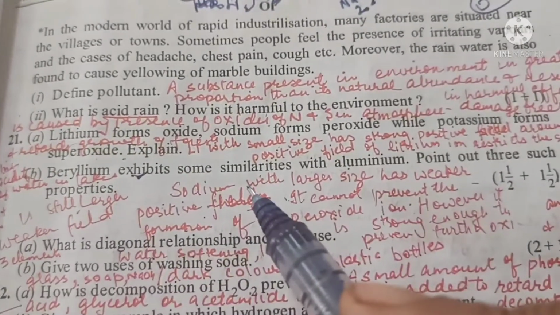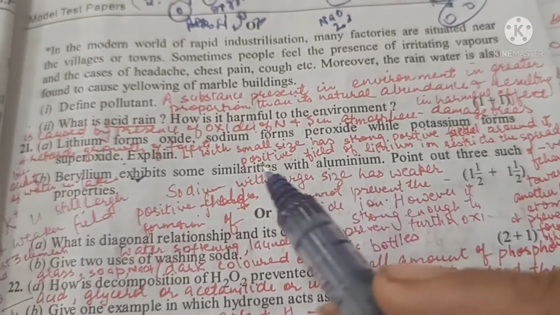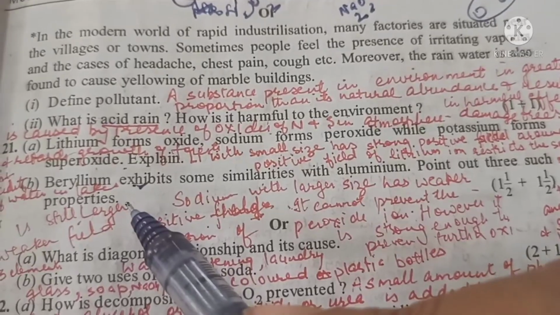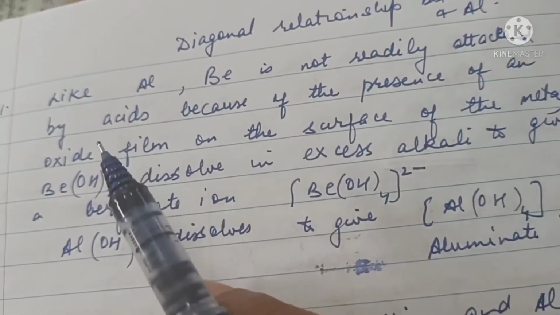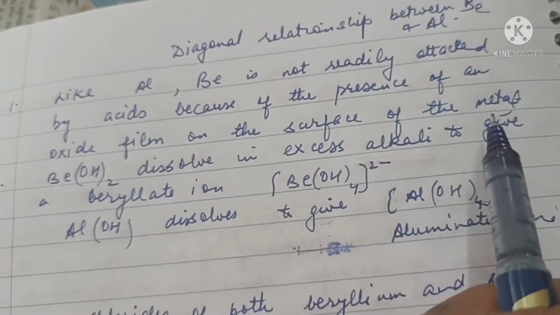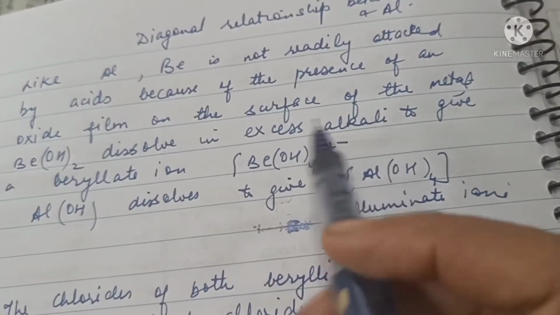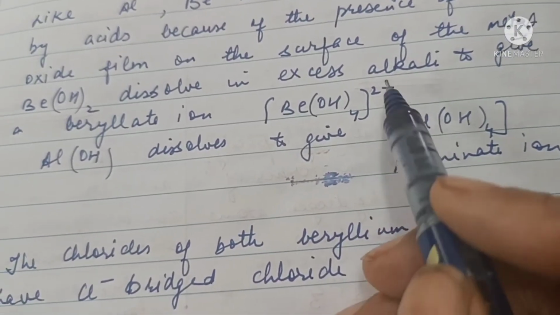Beryllium exhibits some similarities with aluminium. Point out 3 such similar properties. Like aluminium, beryllium is not readily attacked by acids because of the presence of an oxide film on the surface of metal. Beryllium hydroxide dissolves in excess alkali to form berylate ion, [Be(OH)4]2-.